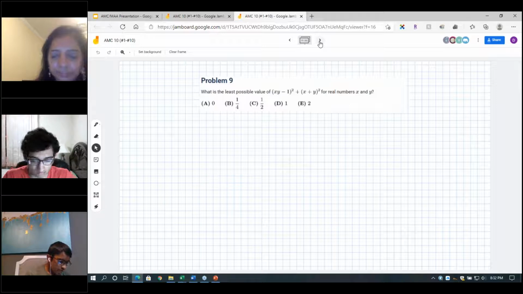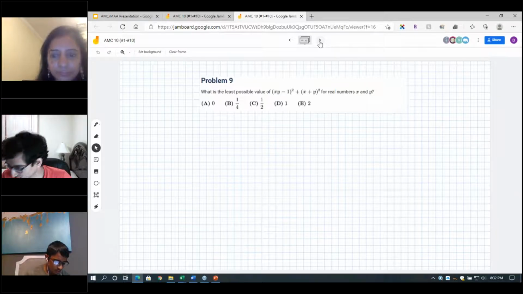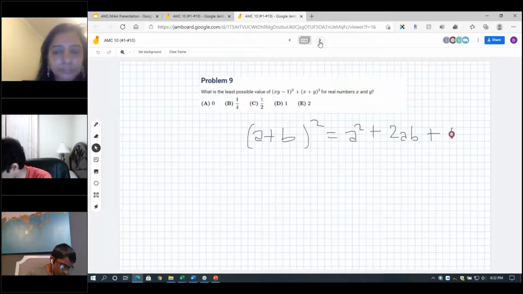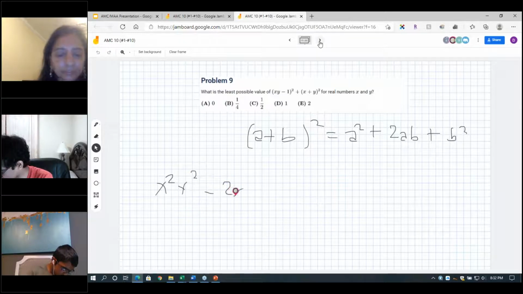So 9. What is the least possible value of (xy minus 1) squared plus (x plus y) squared for real numbers x and y? So what we can do here is we can expand this whole expression. So we can use this idea: (a plus b) squared is just equal to a squared plus 2ab plus b squared. So now we can expand the first term to get x squared y squared minus 2xy plus 1.